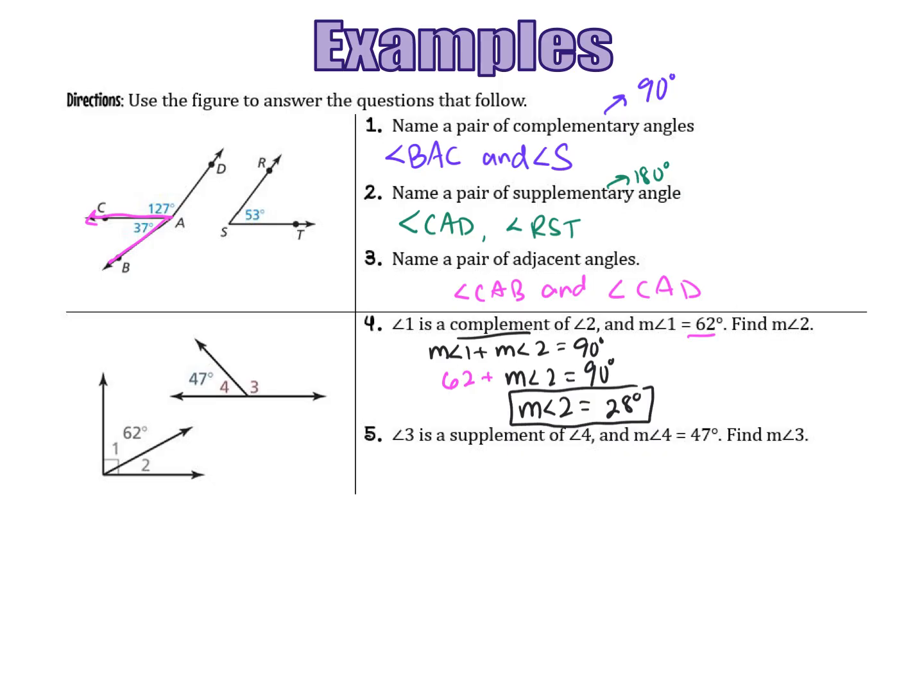So go ahead and pause the video and see if you can work through number 5 on your own, noticing first that we're now talking about angles 3 and 4 being supplements or being a linear pair. Then unpause the video and see how you did.